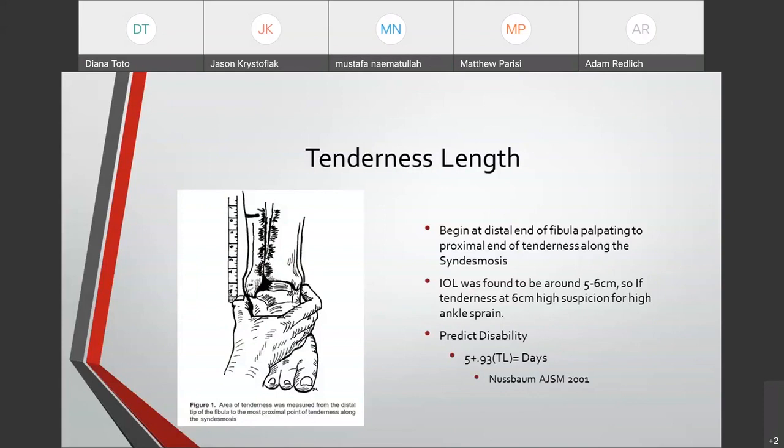Another important part of palpation is the tenderness length. So you begin at the distal end of the fibula, palpating to the proximal end along the syndesmosis. In cadavers, the interosseous ligament was found to be around 5 to 6 centimeters. So if there is tenderness at 6 centimeters, expect a high suspicion for high ankle sprains. There have also been studies that show that this could actually predict total days of disability based on the length.